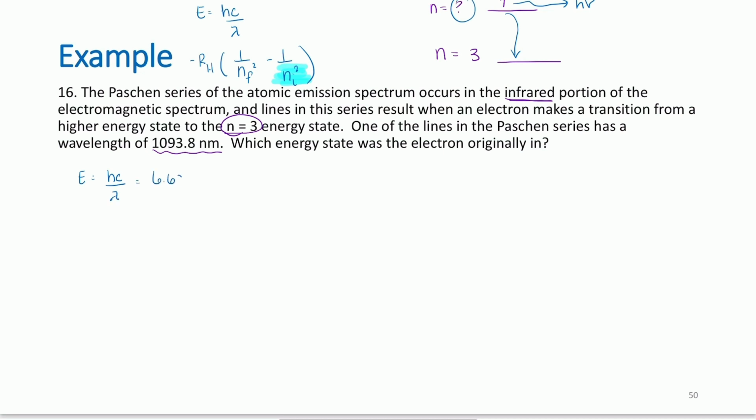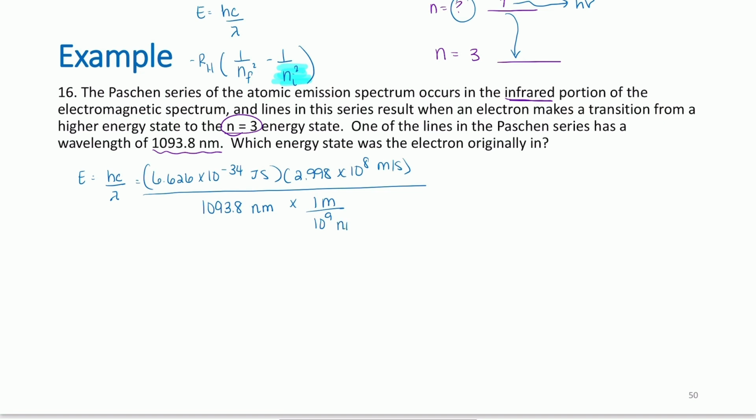This is equal to 6.626 times 10 to the minus 34 joule seconds times speed of light, 2.998 times 10 to the 8th meters per second, divided by our wavelength, 1093.8 nanometers, but I do need this in meters to cancel things out, so times 1 meter divided by 10 to the 9th nanometers. Nanometers cancel, meters cancel, seconds cancel, and I'm left with joules, which is a unit of energy. This gives me 1.82 times 10 to the negative 19th joules.